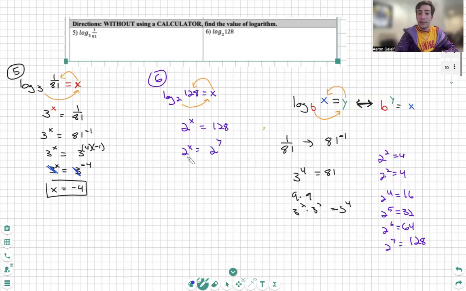Are the bases the same? If so, we can cancel them out, and we're going to set the exponents equal to each other. So that is how we solve logarithms without using a calculator.